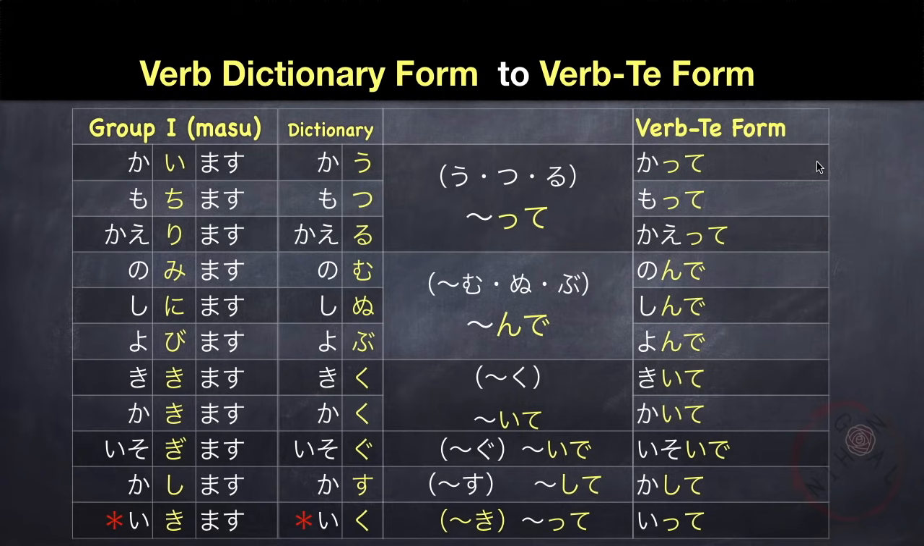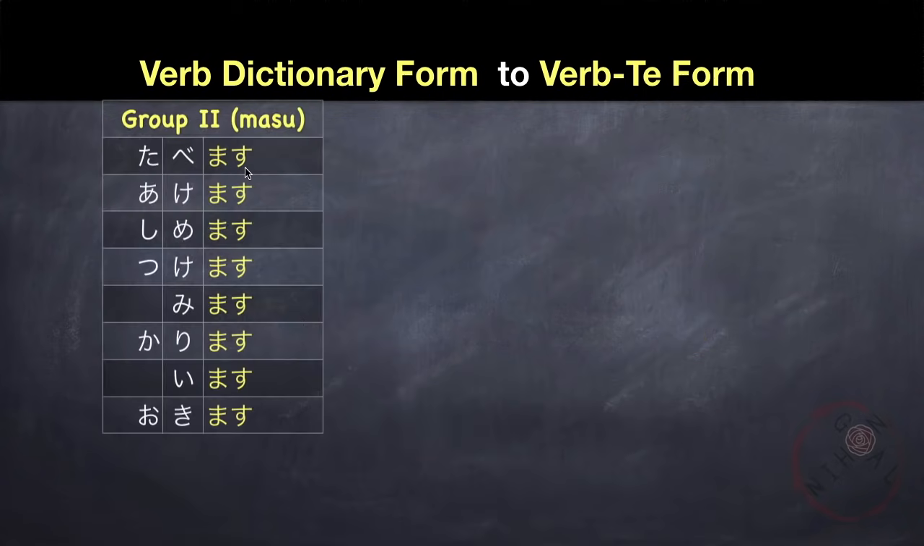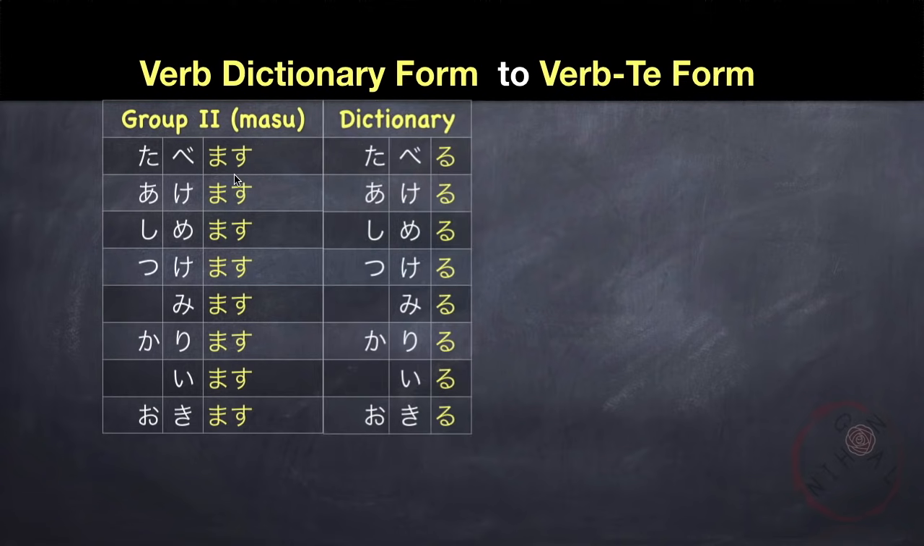Just like so. For the second group, we change them from masu to dictionary form, which is simply by changing masu to ru. So everything ends in ru. Taberu, akeru, shimeru, tsukeru, miru, kariru, iru, okiru. This is also why some of the verbs where the syllable before masu is in the E line belong to group 2 instead of group 1. Because if you look at the dictionary form, they all end in ru. That's why they're part of the second group.